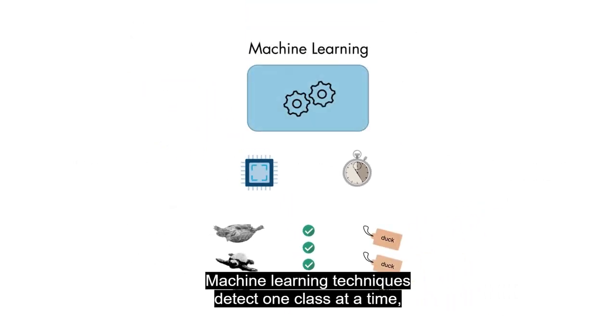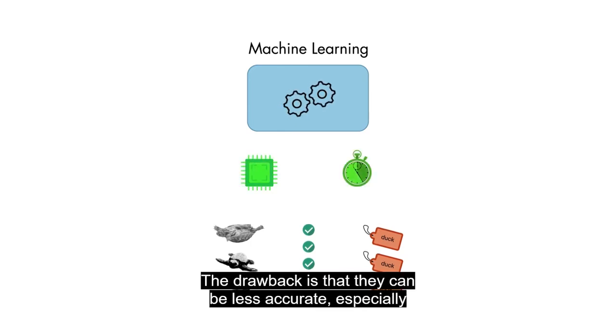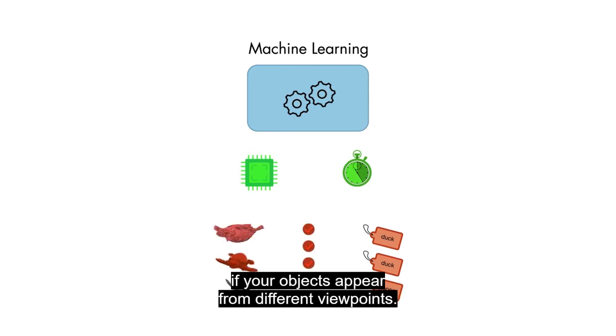Machine learning techniques detect one class at a time, tend to be faster, and require less data. The drawback is that they can be less accurate, especially if your objects appear from different viewpoints.